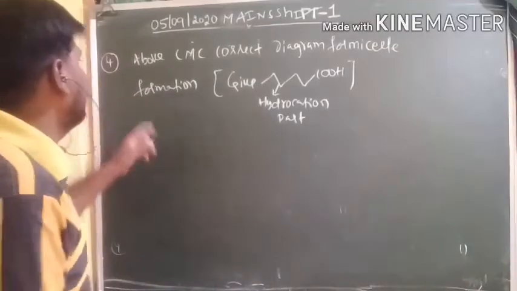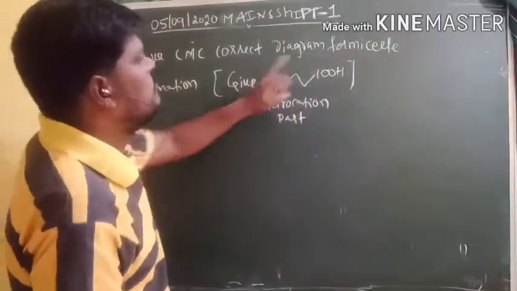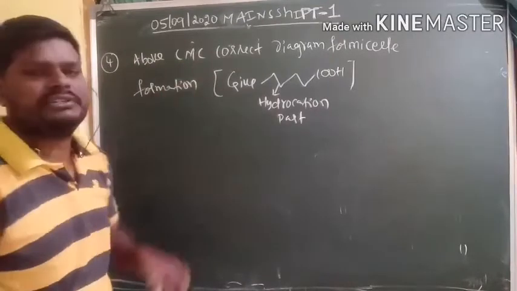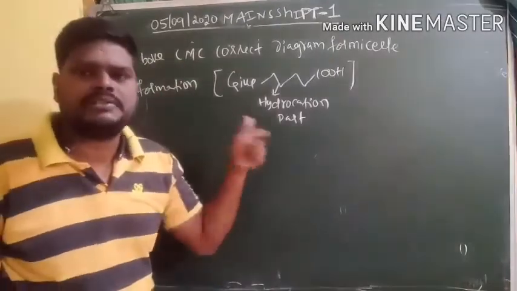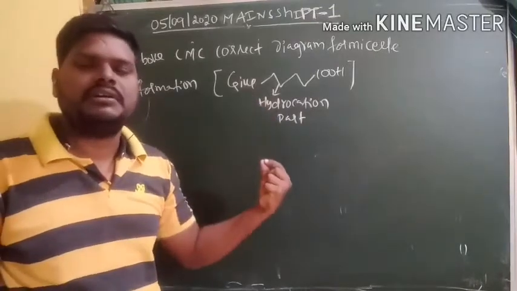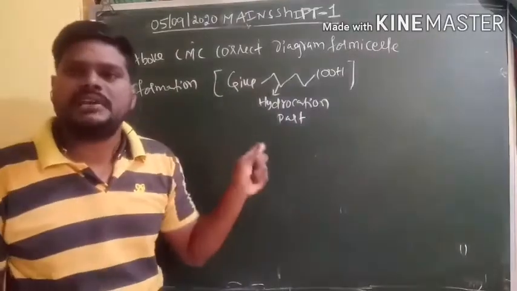Next question. Above CMC, the correct diagram for micelle formation. What is the meaning of critical micelle concentration? At this concentration, micelles are formed.